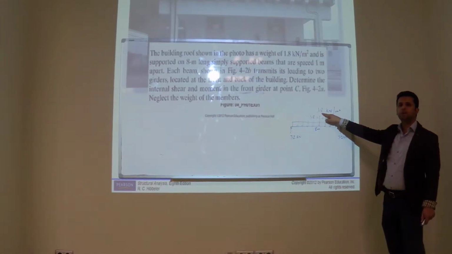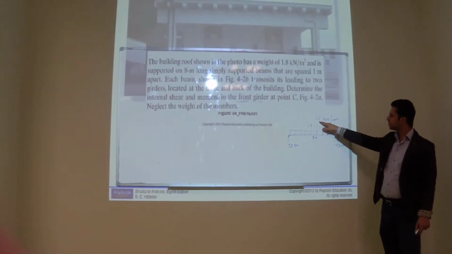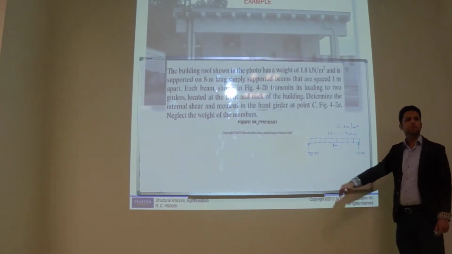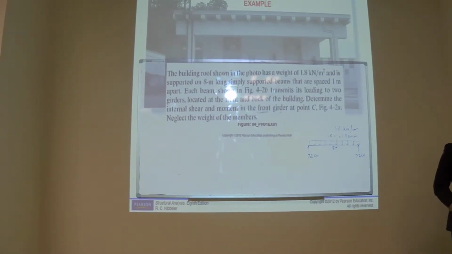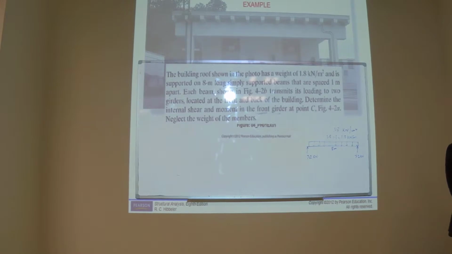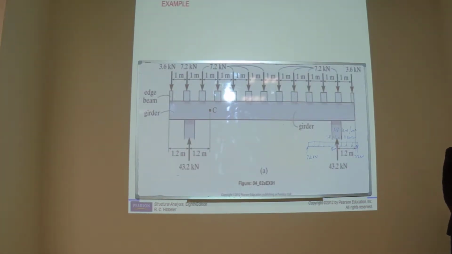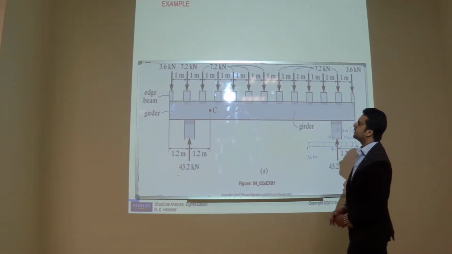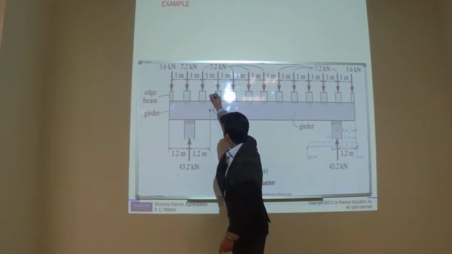It will become 0.9 kilonewton per meter. So 0.9 multiplied by 4, you will get here 3.6. Do you understand? Okay. So now what is the question? We have to find out the internal forces here at point C.